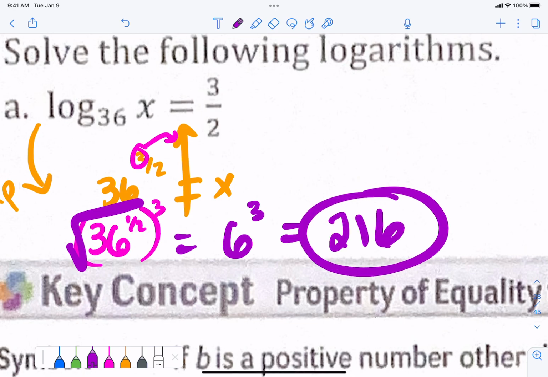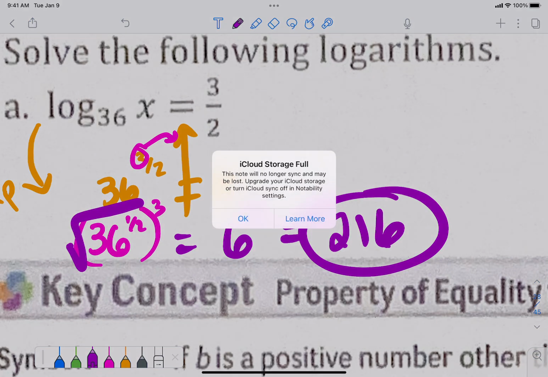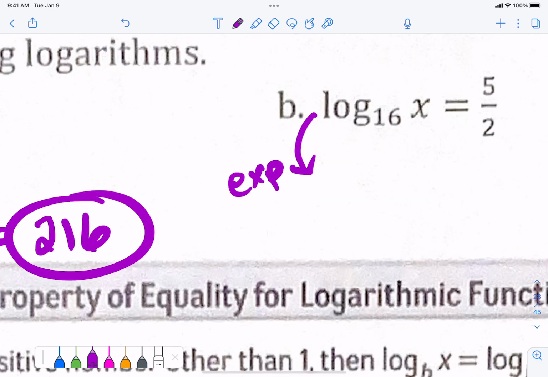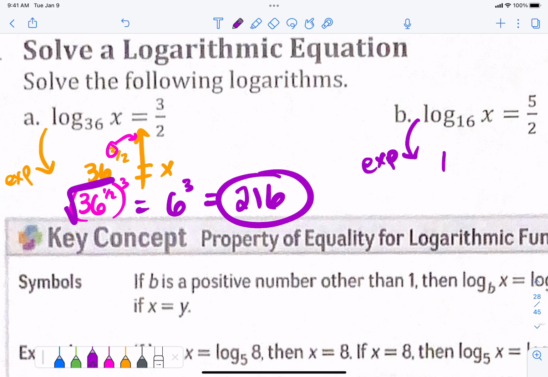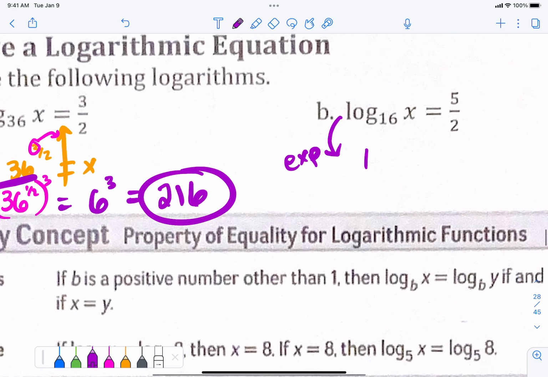Did you know that? Yes, she did. All right. So did the calculator. 216. Got it? And the base is? Wait, we just leave it like that? That's it. 216 is the answer. Yep. Hey, look at that. We're going to rock right through this.